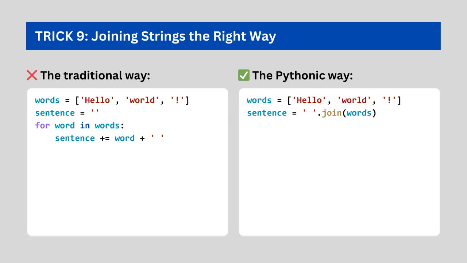Trick 9. Joining strings the right way. Beginners often concatenate strings inside a loop, which is both inefficient and slow. Python provides the join method, which is the recommended way to merge multiple strings. Not only does this method improve performance, but it also makes your code more structured and scalable.